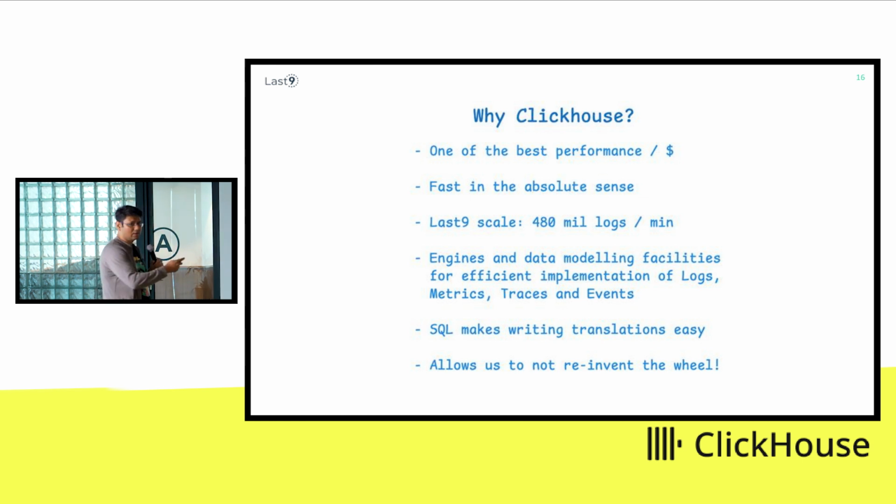This was covered in the last talk, but it has engines and data types that provide data modeling facilities for each of these data types, and all of these can be done in one store efficiently. When I say semantic mapping, for example, the data store also has to be common. So having a data store where we can model all four data types of telemetry is essential to be able to do this semantic mapping, and that's something that ClickHouse allows us.